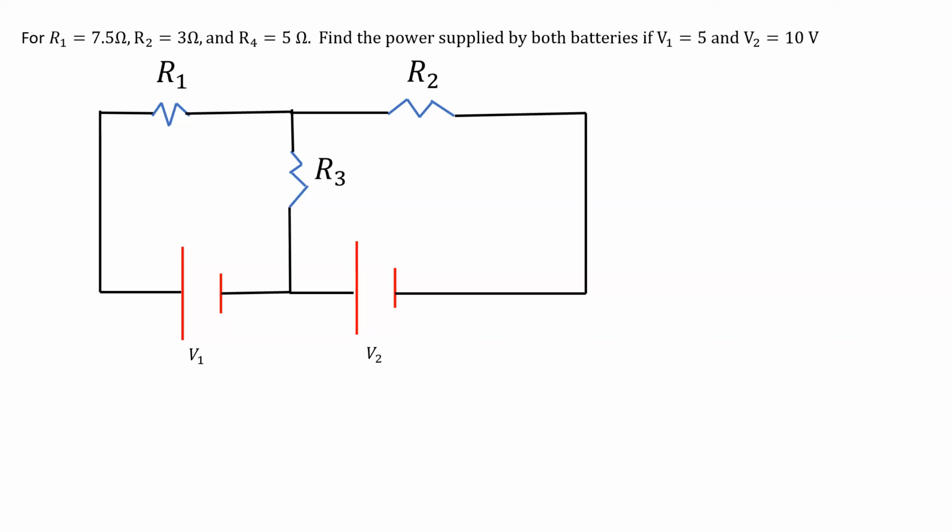Okay, this video is a quick example of how you would use Kirchhoff's loops and Kirchhoff laws in a problem. So you've got a couple of batteries, 3 resistors. Notice that I can't reduce this circuit.